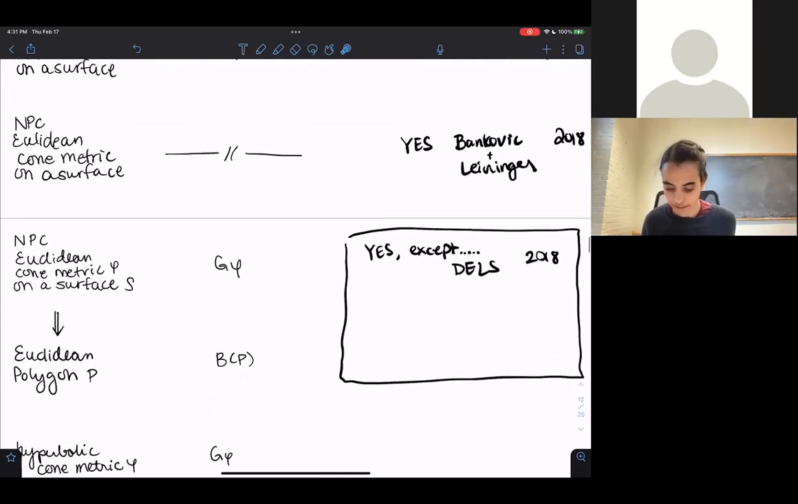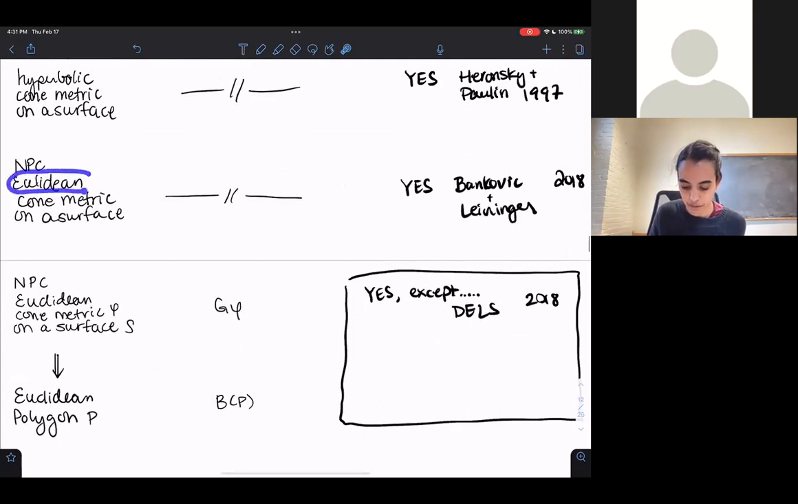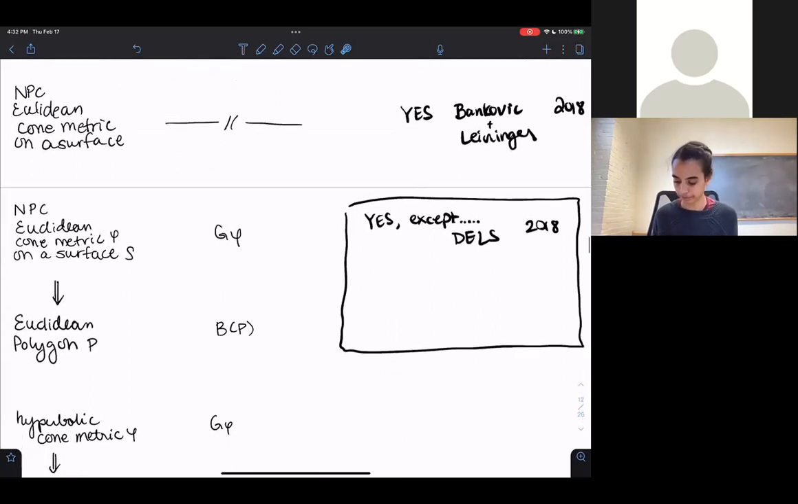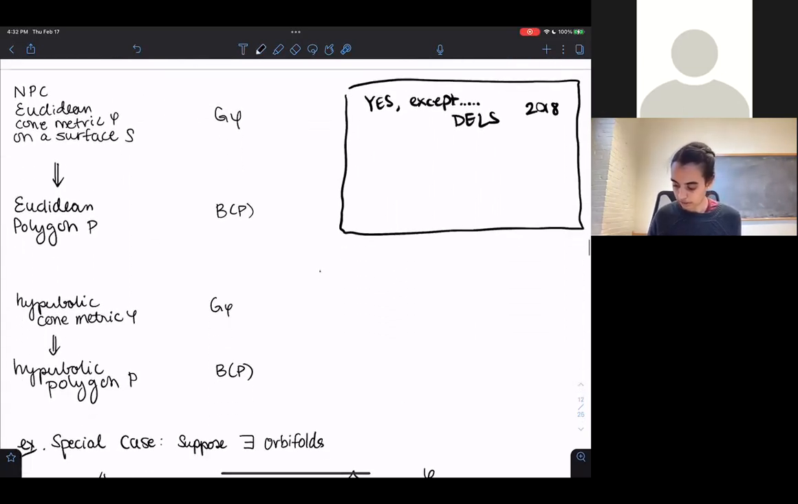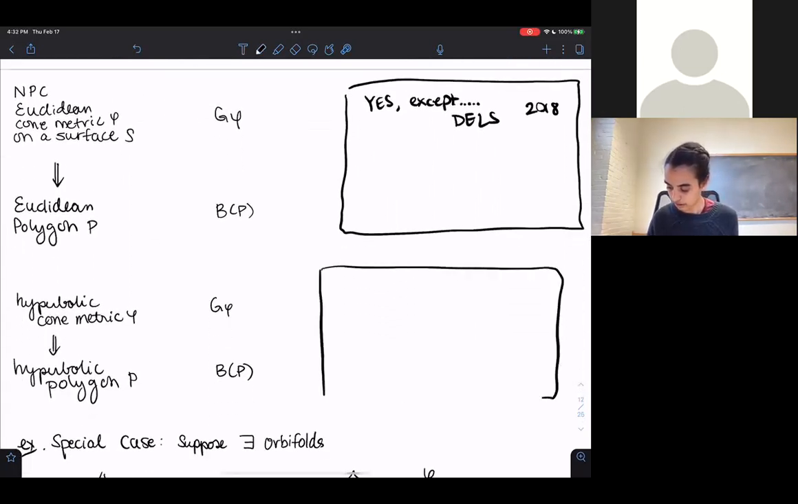Yes, that's why I'm saying Euclidean. NPC is flat except for cone points. Yes, non-positively curved Euclidean cone metrics. I hope that helps. Okay, so this is today's talk.